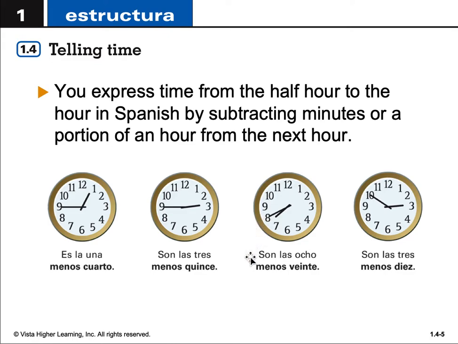20 minutes until 8. Son las 8 menos 20. So it's 8 o'clock minus 20. Son las 3 menos 10. It's 10 minutes until 3.